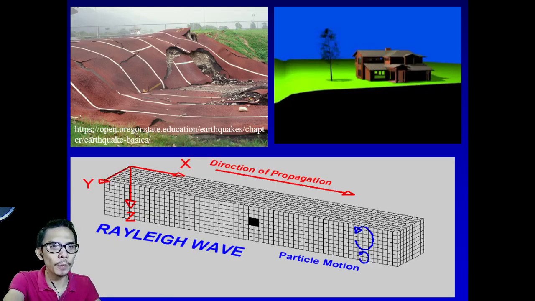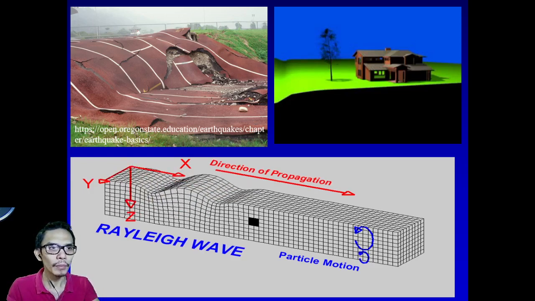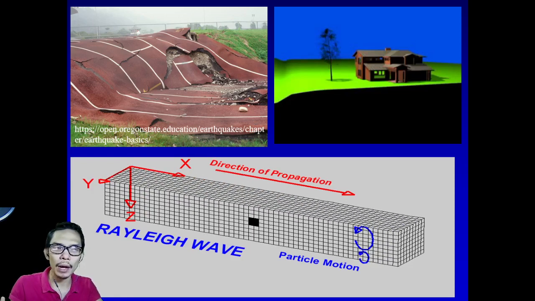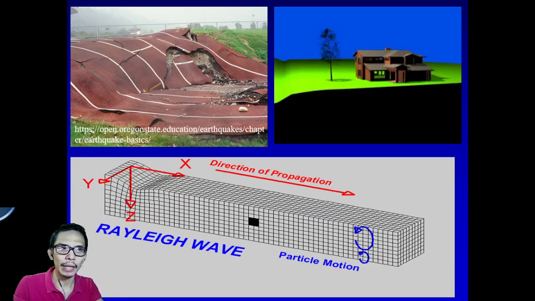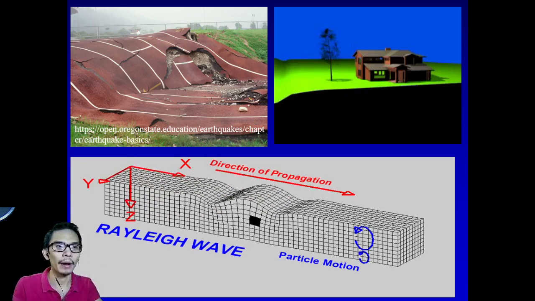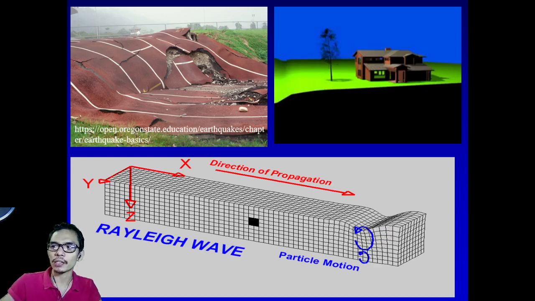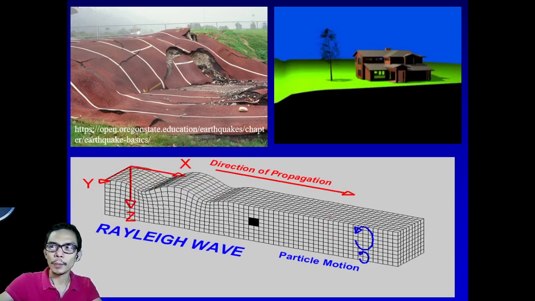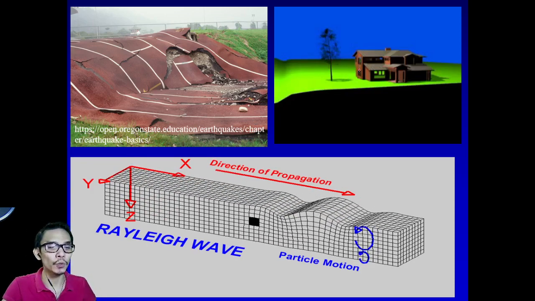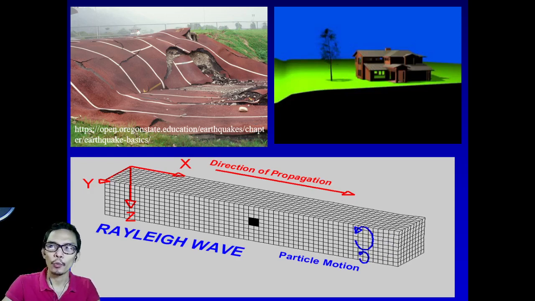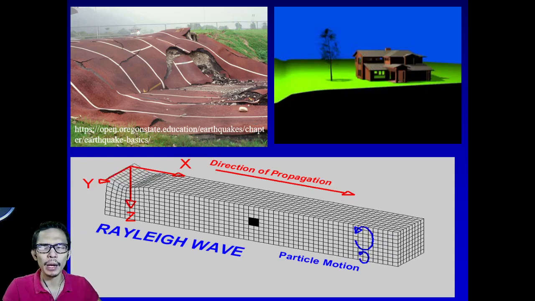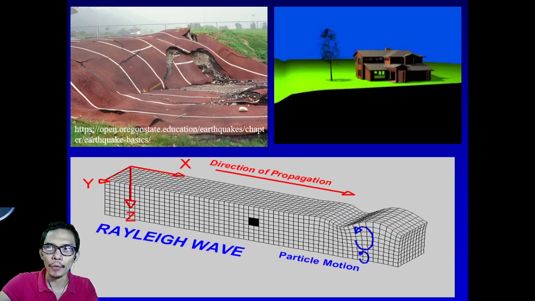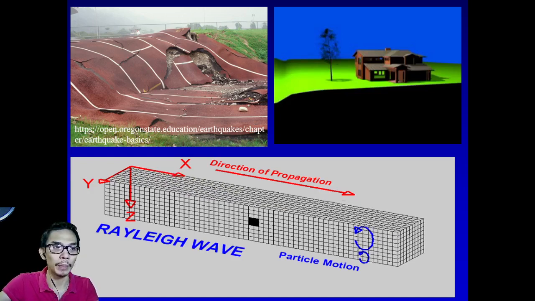All right, so the next type of surface wave is called the Rayleigh wave. The Rayleigh wave is completely different from the Love waves. It doesn't go sideways, and it doesn't go up and down. The movement of your Rayleigh wave is circular, counterclockwise. This is one of the most destructive waves under the surface waves. As you can see here, it lifts up the ground and it drops the ground respectively.